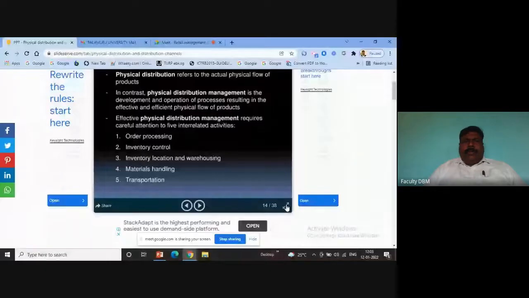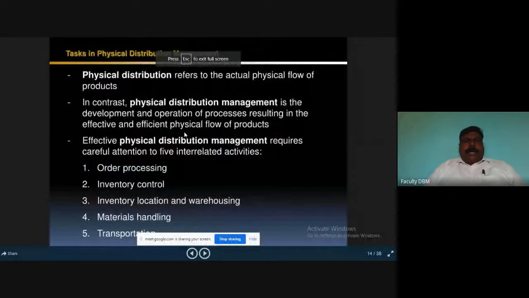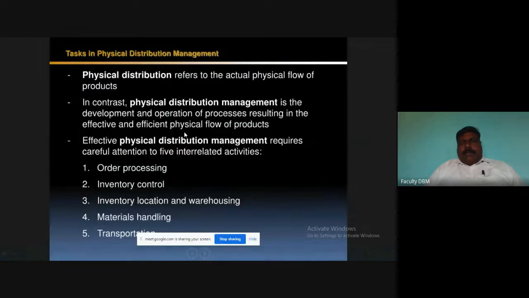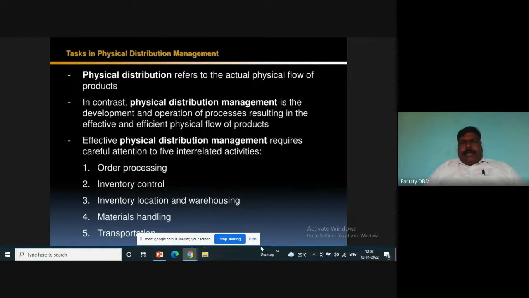To begin with, task in physical distribution. Physical distribution refers to the actual physical flow of products. In contrast, physical distribution management is a development and operation process resulting in the effective and efficient physical flow of products. So, effective physical distribution management requires careful attention to five interrelated activities.